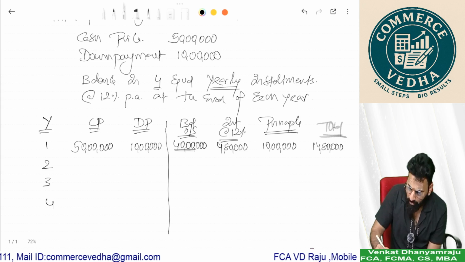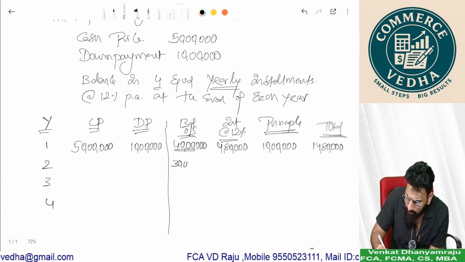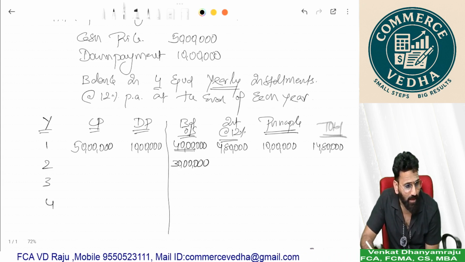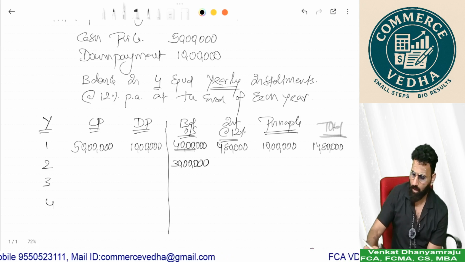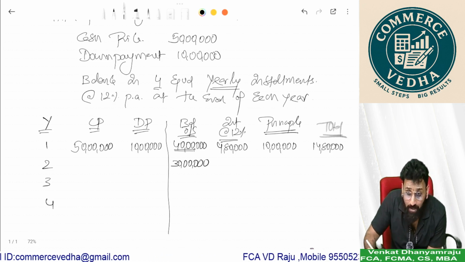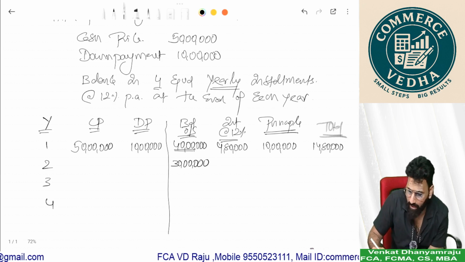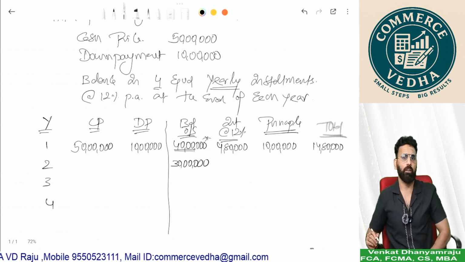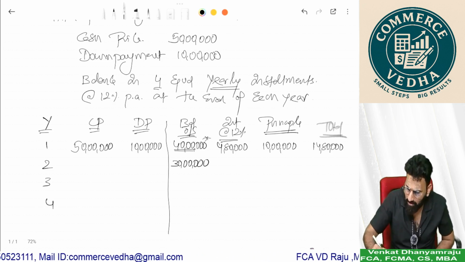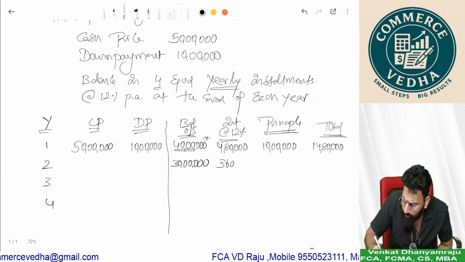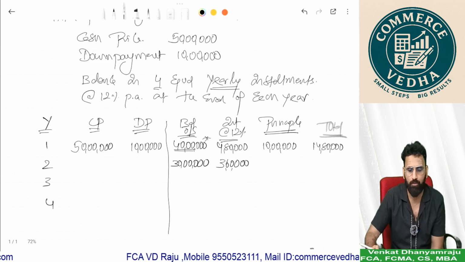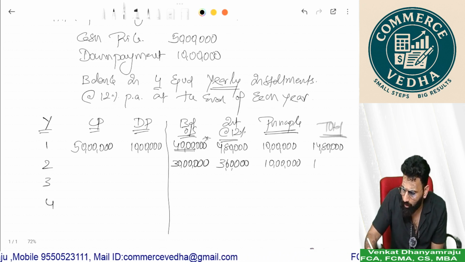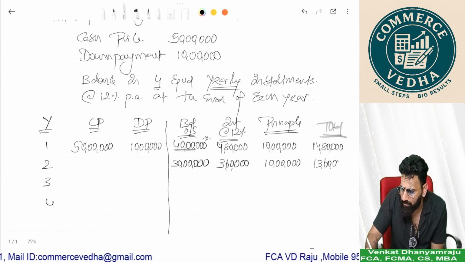So 1480 is the total at the end of the year. Now the principal outstanding will be 30 lakhs. Why? Out of 40 you paid principal 10 lakhs and the balance is 30 lakhs. This 1480 includes principal 10 lakhs and interest 480. But the principal outstanding here is 40 minus 10, 30. Now on 30 you have to pay 3,60,000 and your principal payment is 10 and total you are paying 13,60,000.